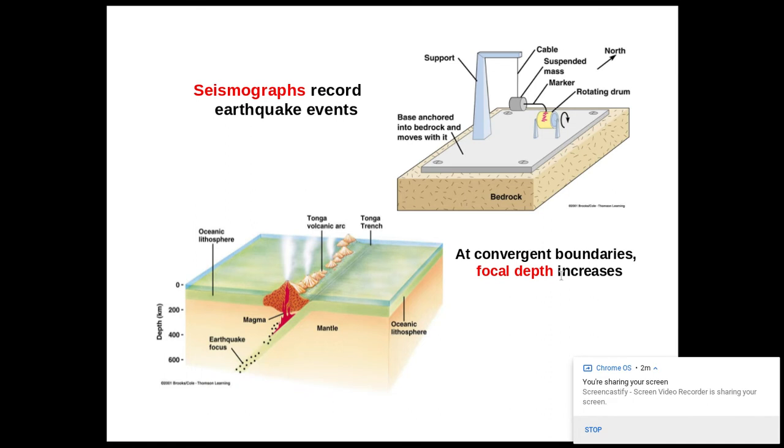At convergent boundaries, focal depth increases. So as this plate goes down, the focus is going to get deeper. See it? Surface down as the focus goes down. Excuse me, as the plate goes down, the focus will be deeper.